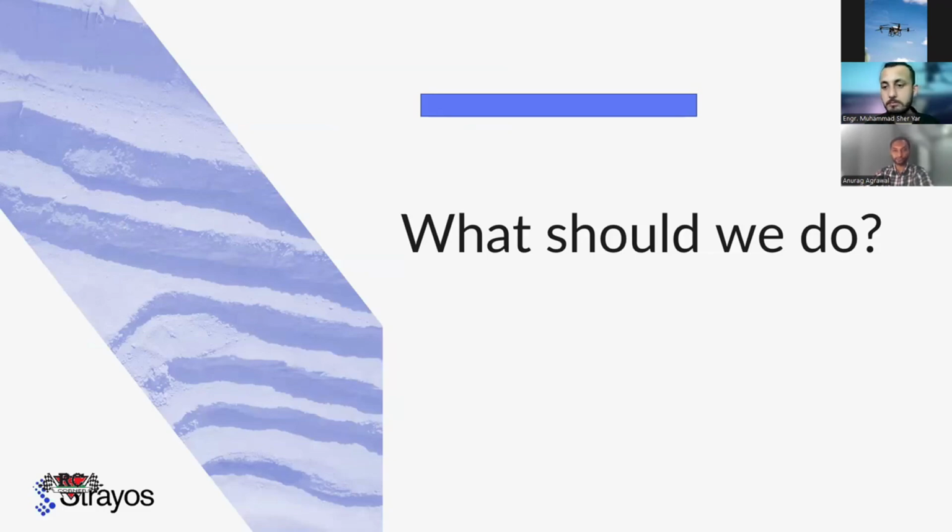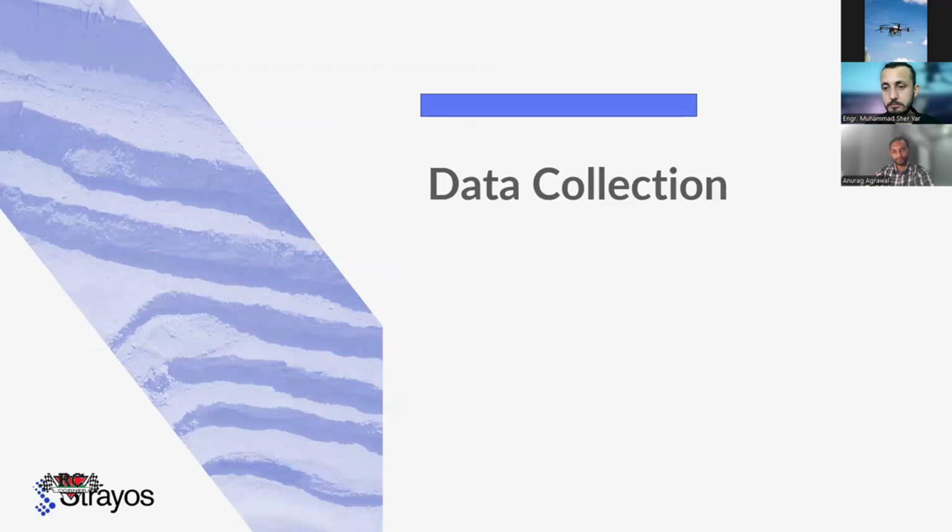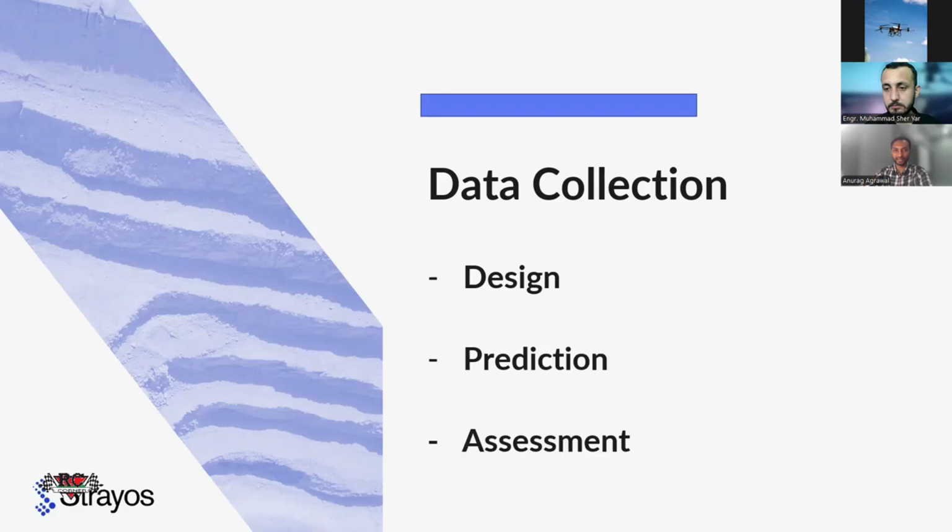What should we do? So my recommendation is, let's start with the data collection first. What are the input design parameters and what are the output results we are getting on the field? You should collect all those data. So design, prediction, and assessment. These are the 3 steps which you can do.